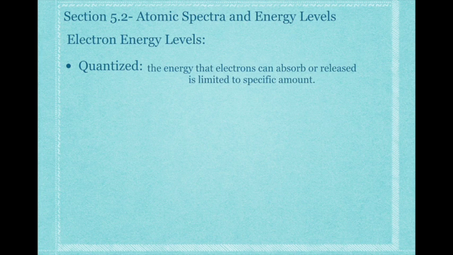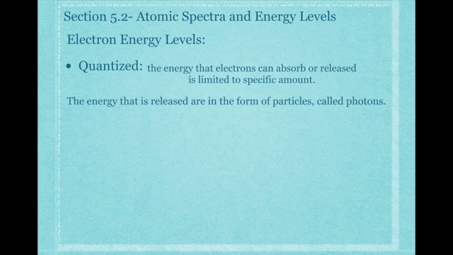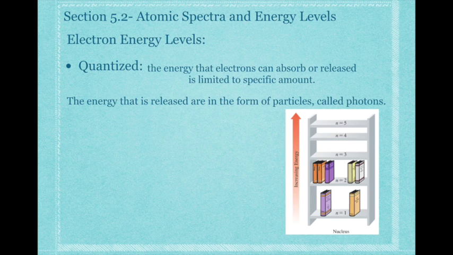Now, quantized means that the energy that those electrons can either absorb or release when they move energy levels is a very specific amount, all right? And so the energy, when it is released, is in the form of particles, and those particles we call photons. So let's make sense of all of this.